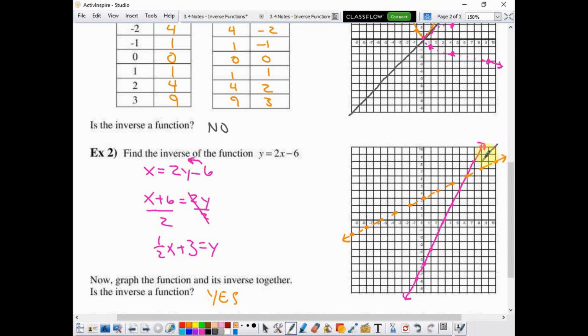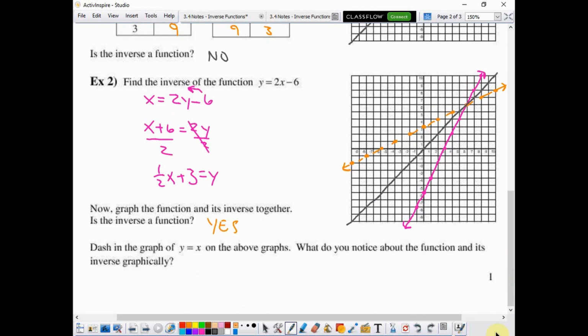And we should notice again, if I put in the line y equals x, that's a line of reflection. So anytime I draw a function and its inverse, we should notice that it is symmetric about y equals x.